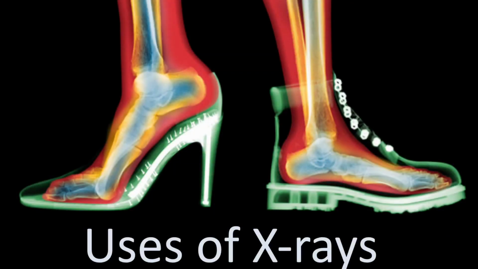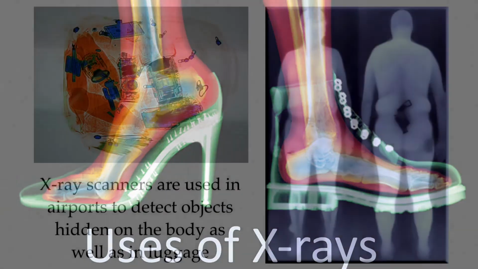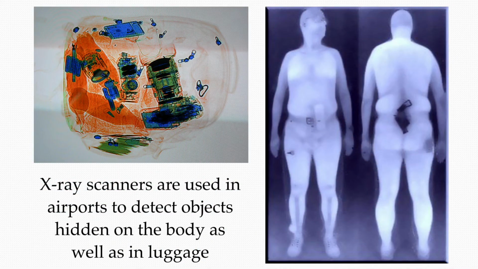Next we're going to look at some of the uses for X-rays. Don't forget to write down the uses of X-rays and pause the video as we go through. X-rays can be used for security scans of both people and their objects. You've probably experienced this at an airport.